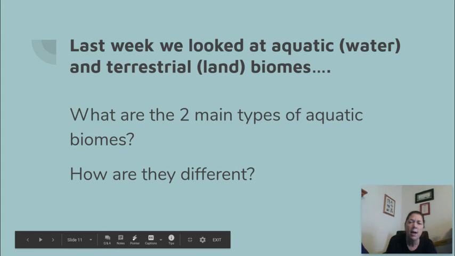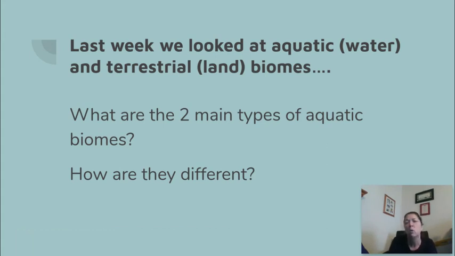All right, the main kind of biomes that we looked at last week were aquatic and terrestrial. Remember, aquatic was just a big fancy science word that means water, and terrestrial is just a big word that means land. Of your aquatic biomes, there are two main ones. You had freshwater and marine, which is just another word for ocean.